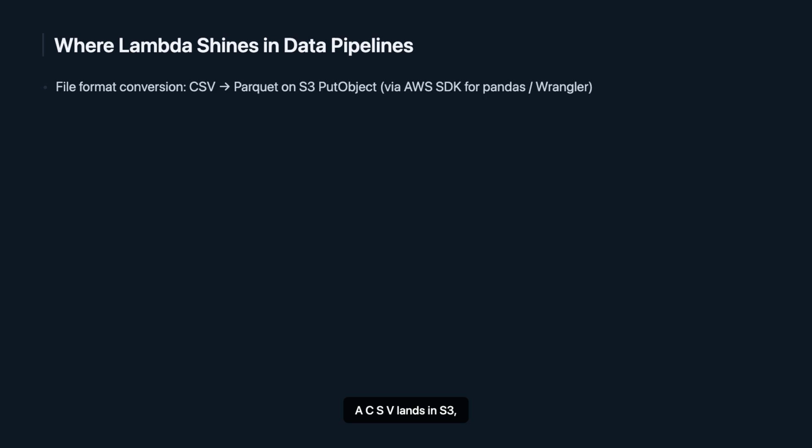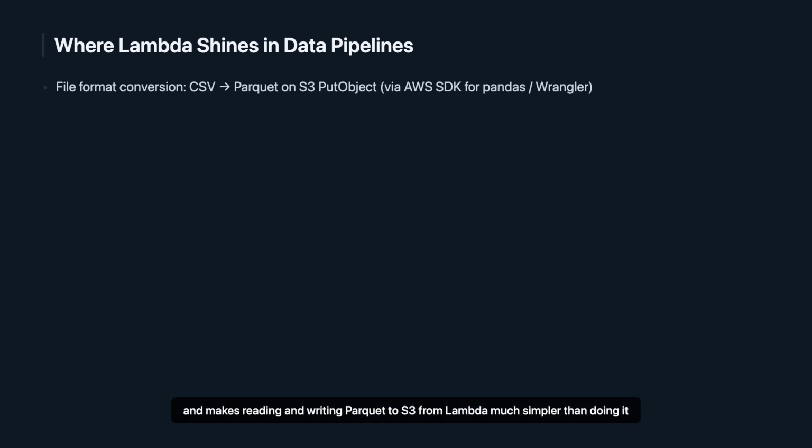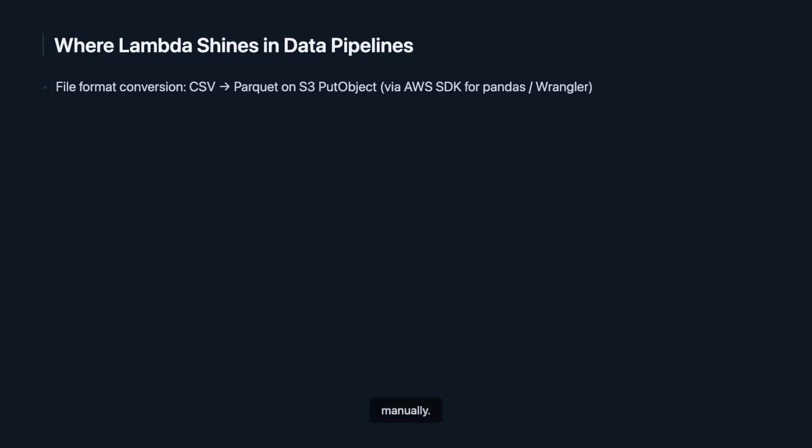A CSV lands in S3, S3 fires an event, and Lambda converts it to Parquet using the Amazon Web Services SDK for Pandas, also called Amazon Web Services Wrangler. That's an open-source Python library that wraps Boto3 and makes reading and writing Parquet to S3 from Lambda much simpler than doing it manually. Schema validation is another sweet spot.